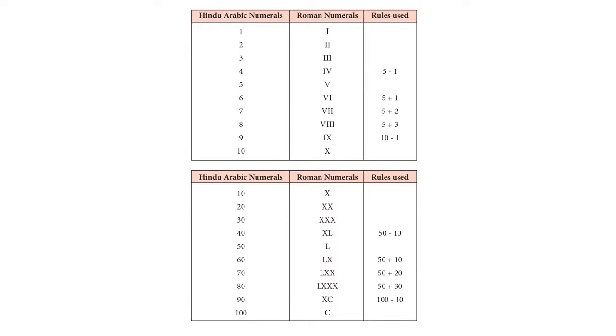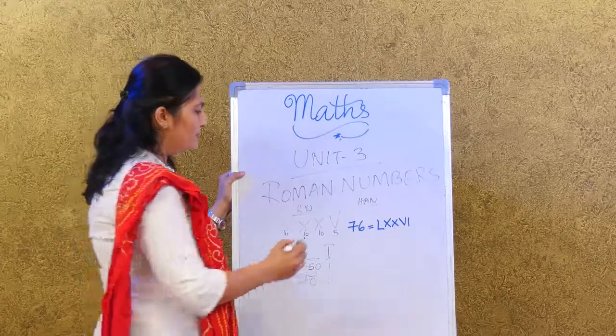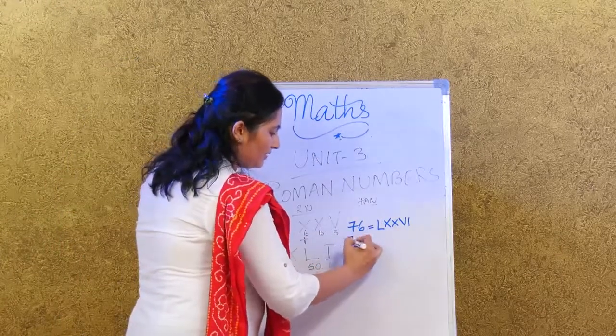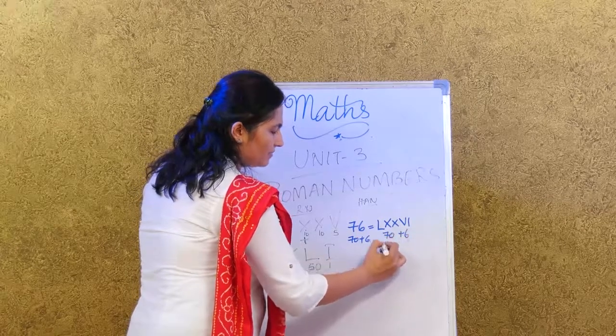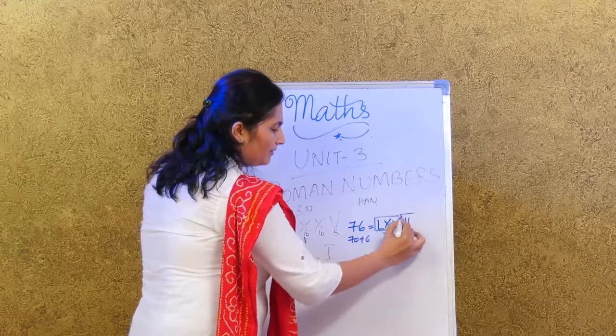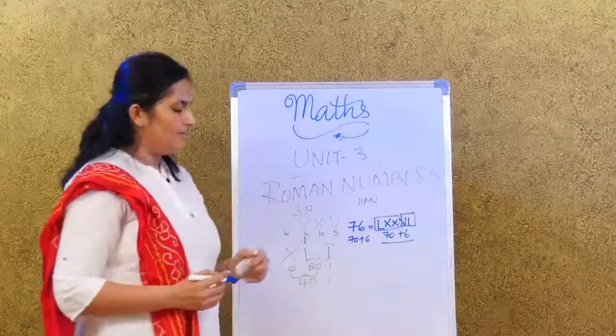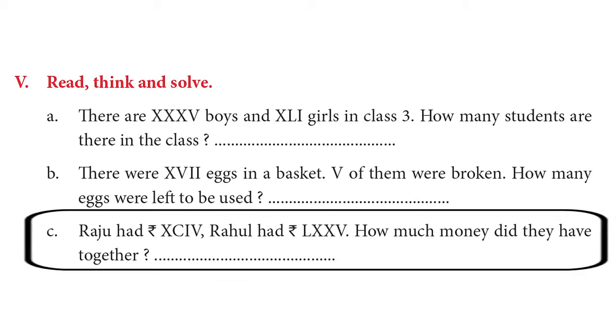Now, let's see how to represent 76. So, let's look at the table once more. In the table, it tells you how to write 70. And answer. Okay, so this is 70 plus 6. See, expanded form, 70 is this, and then 6. So, you get the answer. Alright, let's look at one more example at the C.